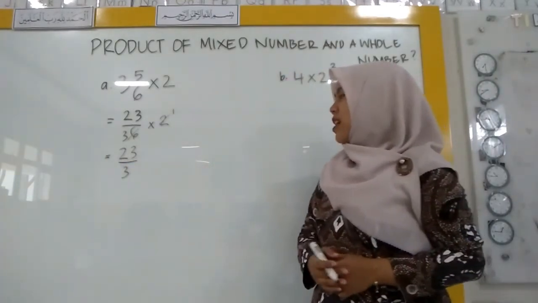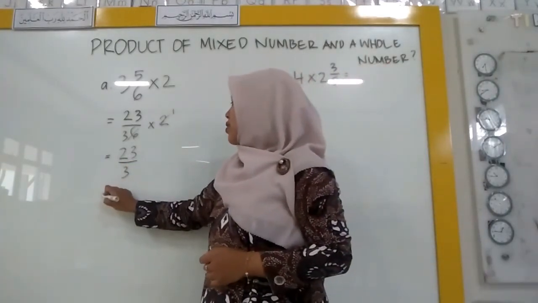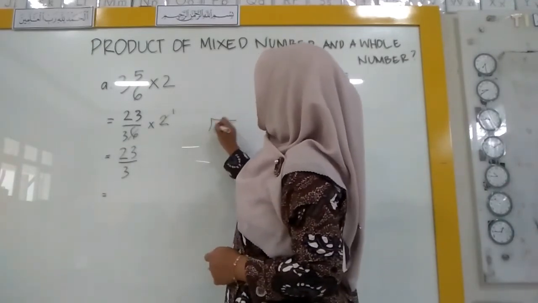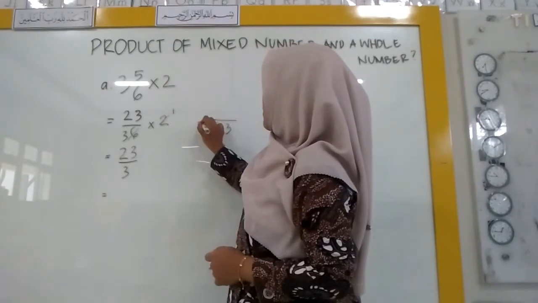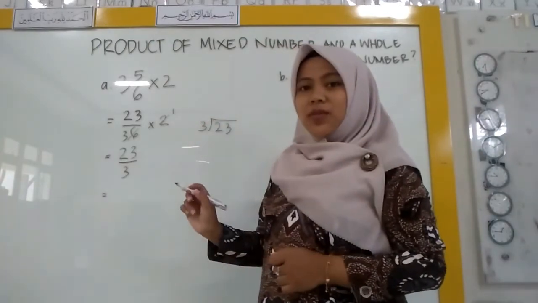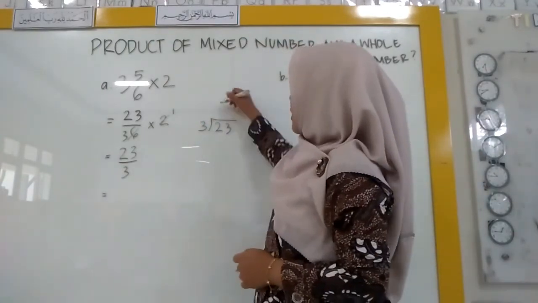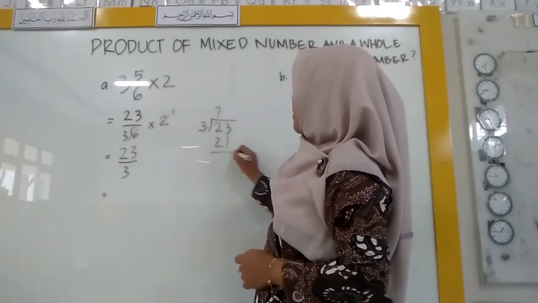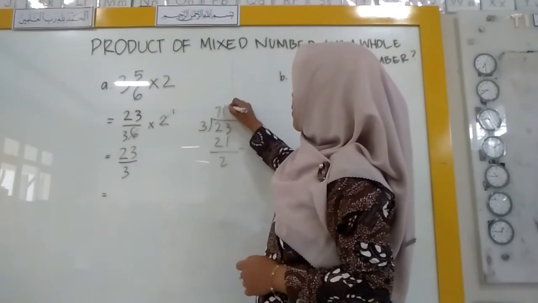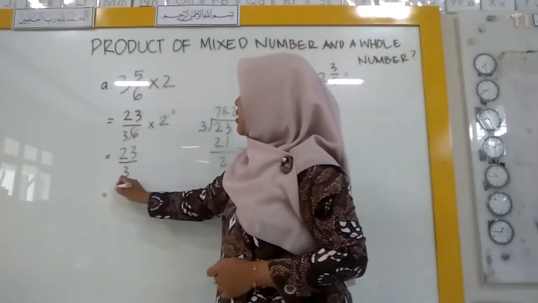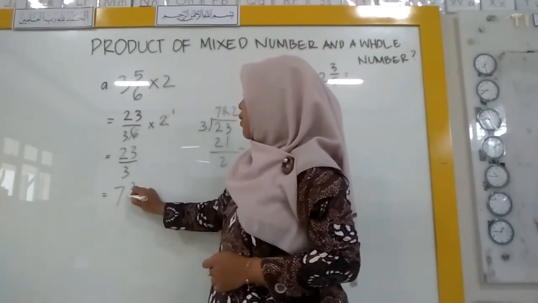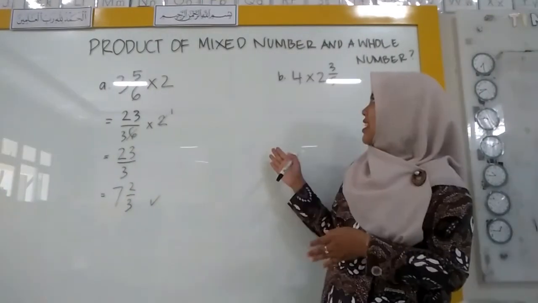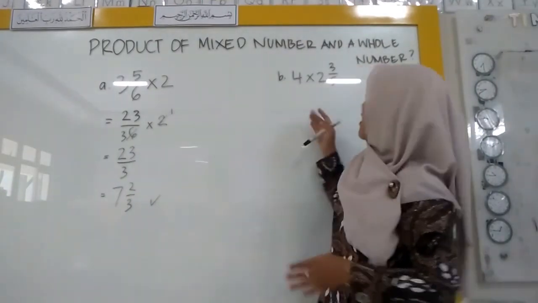Oh, it's almost done. What is 23 divided by 3? Let's do this. 23 divided by 3 is 7. It's 21. Now, minus 2. So 7 and 2 over 3. That's quite long, right? And then now let's try this.